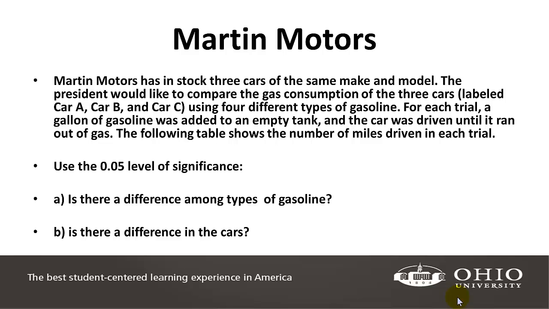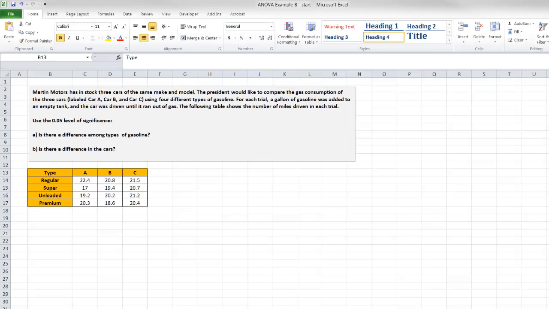And the other type of question, well, we want to understand is there a difference between gas? Are we getting better performance out of, let's say, an 87 octane versus something else, a higher octane perhaps? So anyway, that's what we're going to investigate in this problem. Let's go ahead and open up the starting file. Okay, here's the starting file. We have all of the types of gasoline going to be used: regular, super, unleaded, and premium. And we've recorded the mileage performance in terms of the 3 cars, A, B, and C.